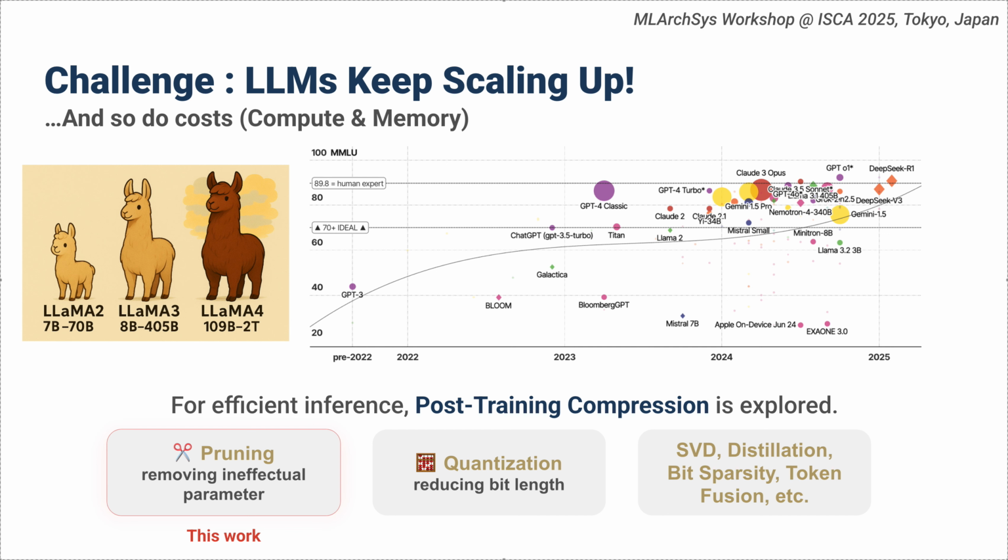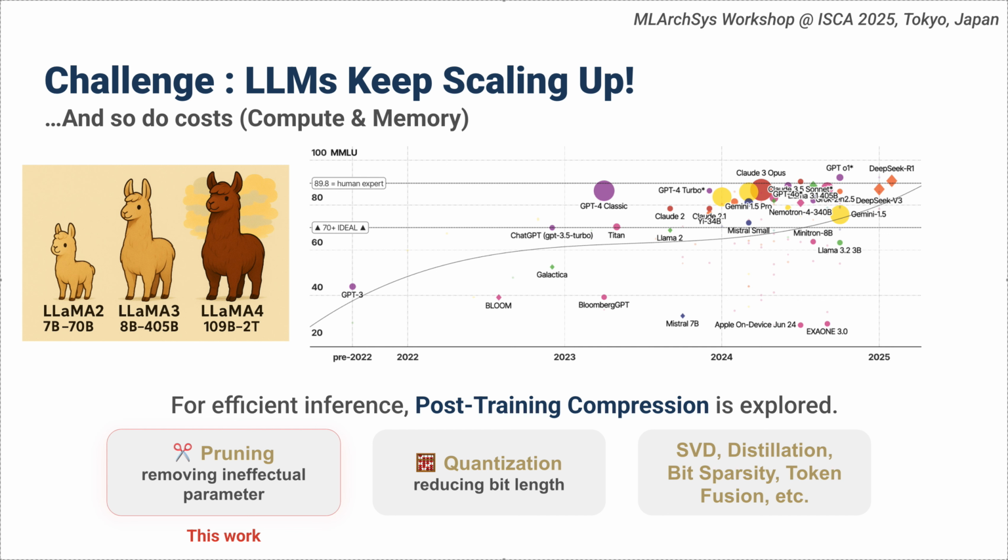LLMs face a fundamental scaling challenge. As LLMs continue to grow in size, computational and memory costs increase proportionally. As shown in the figures, models like Llama 2 to Llama 4 have dramatically increased in size over time. While this scaling improves performance, it creates significant barriers for deployment, particularly in resource-constrained edge environments.